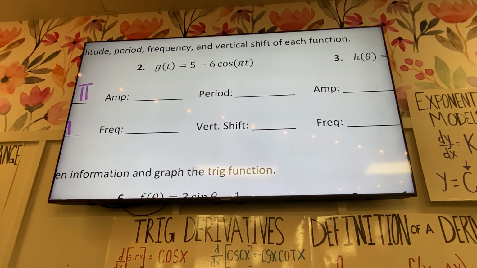Okay, so what would your amplitude be? -6. -6, or just 6, it doesn't matter, but if you want to put the negative there, I'm fine with it. What's your frequency? Pi. What's your vertical shift? Up 5, and then if you did 2 pi divided by pi, what would your period be? Just 2.